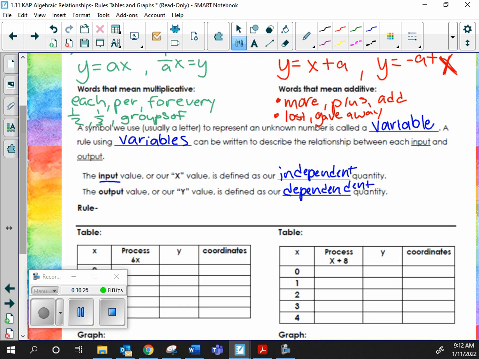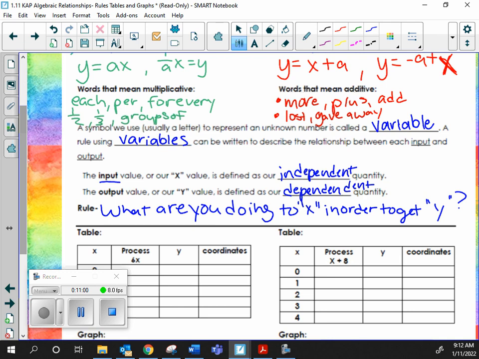Dependent. How far your race car goes depends on how high you set the track. Those are sort of things, or the batteries. It depends on that kind of stuff. Okay? And then I always like to think of my rule: what are you doing to X in order to get Y? I'll pause and play.